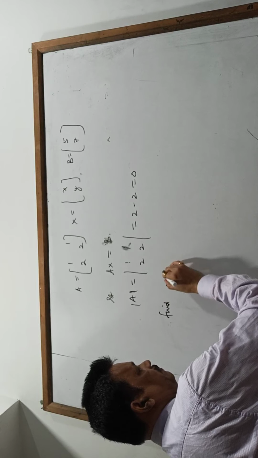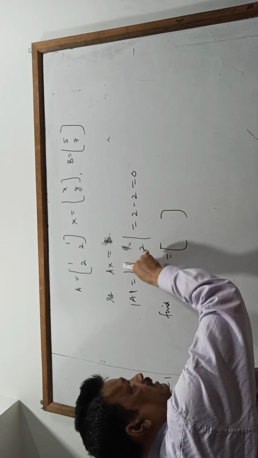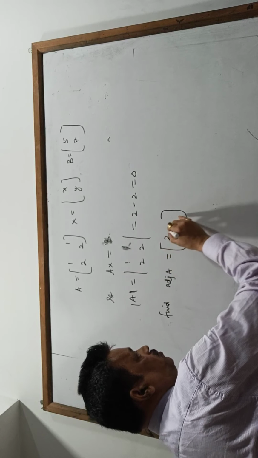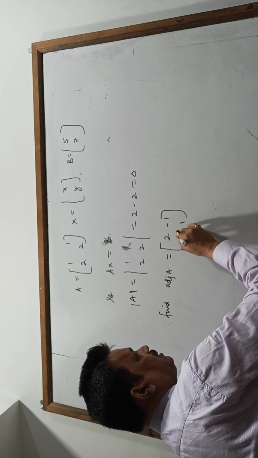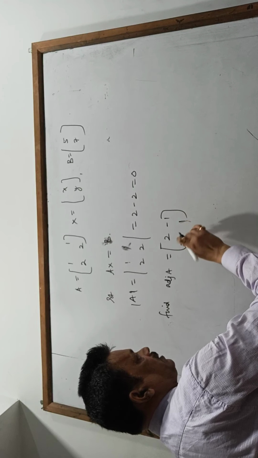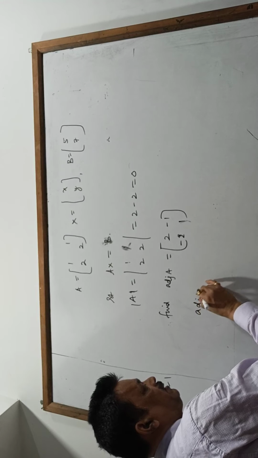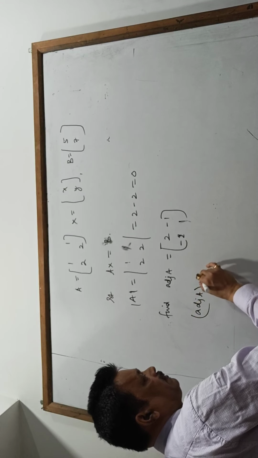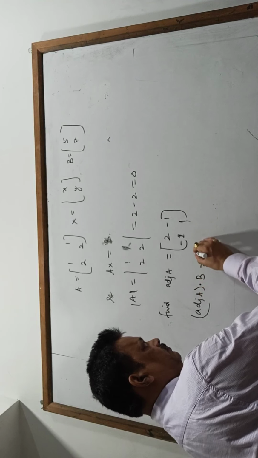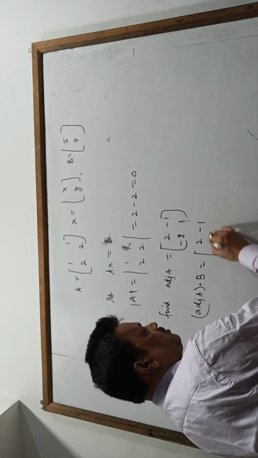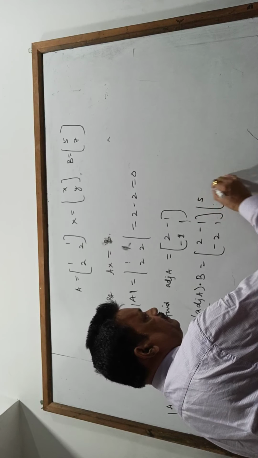adjoint of A. How do we find adjoint of A? Very simple. Change the place: 2, 1. Change the sign: minus 1, minus 2. Okay. Then you have to find adjoint of A into B. So adjoint of A is [2 -1; -2 1] multiplied by [5, 7].